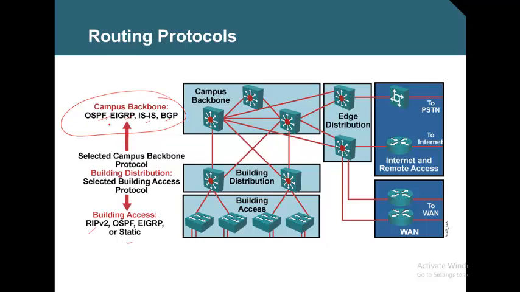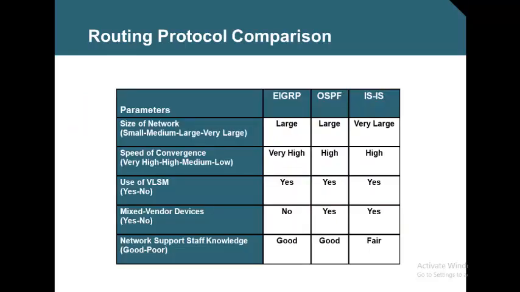Right? So if you see here, there is a difference between the three protocols listed. For a very large network, only ISIS is used. For very high convergence, you use EIGRP. You can go through these differences later in the video when you get it. Use of VLSM, all three support. What is VLSM? Subnetted networks. Variable length subnet mask.